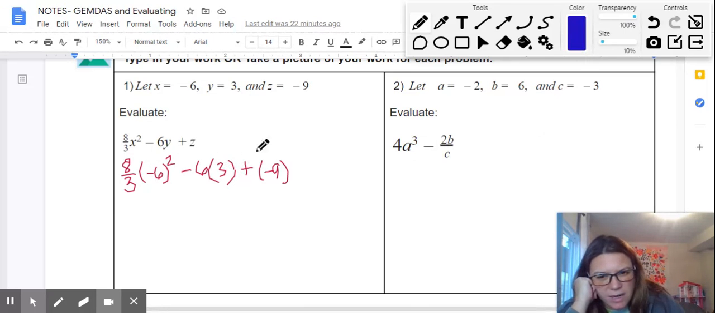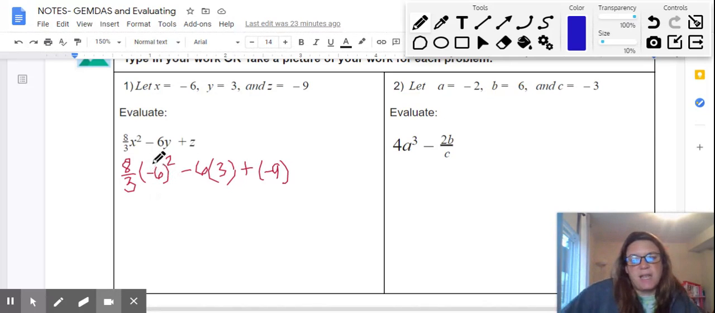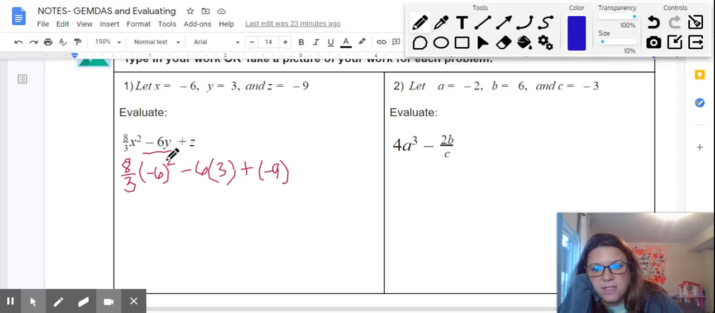And inside of my parentheses, there's not really anything to do. So those are just saying that that 6 is a -6. So there's nothing to do inside parentheses. So I'm going to move over to exponents. I'm going to do -6 times -6 on my calculator. -6 times -6 is a positive 36. And that is being multiplied by this 8/3 that's in front. And then I'm going to copy down the rest of my problem.